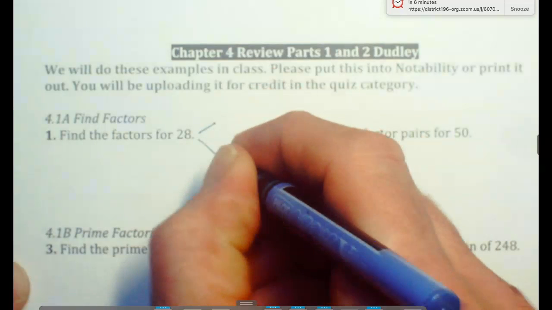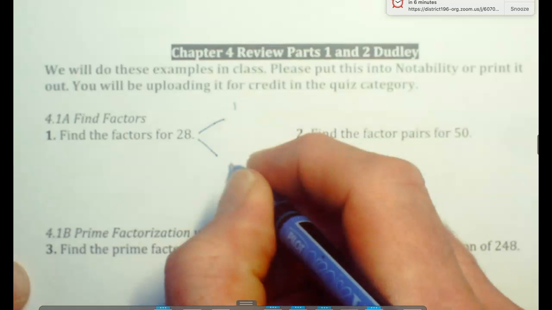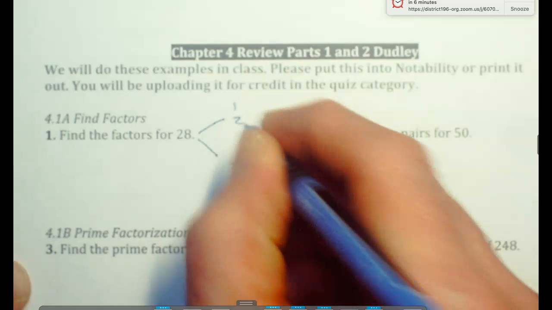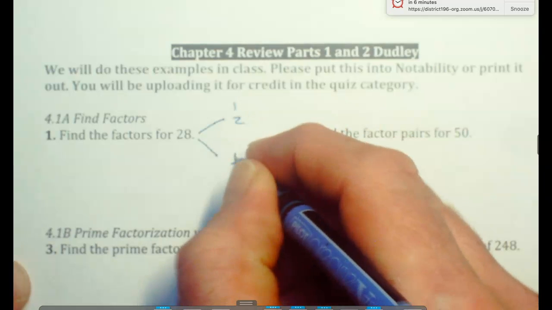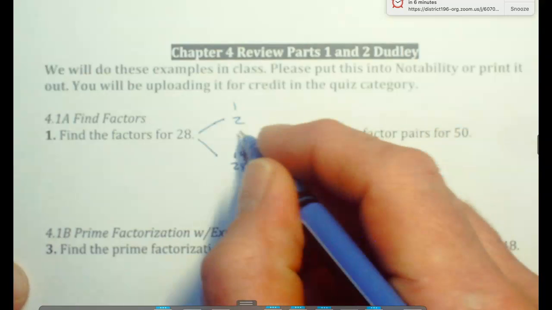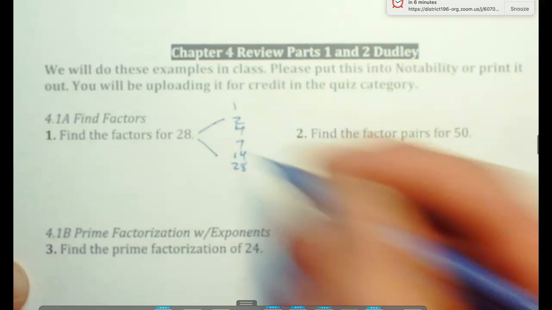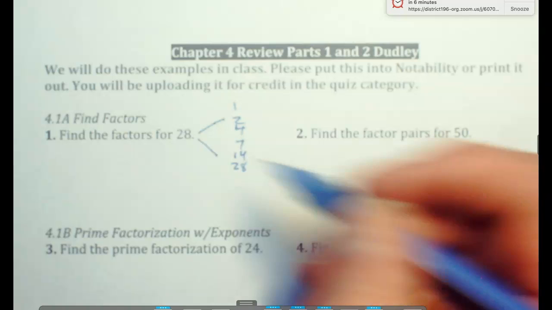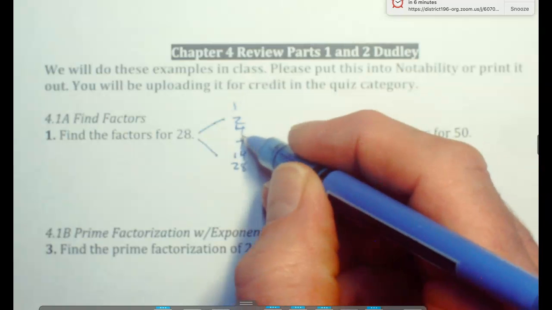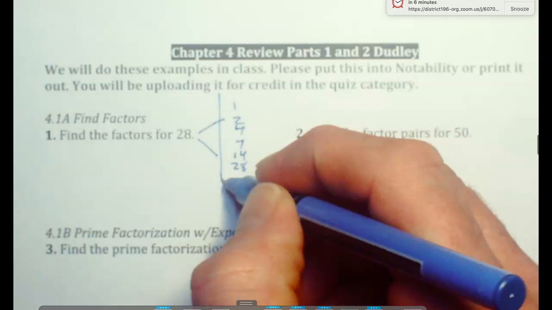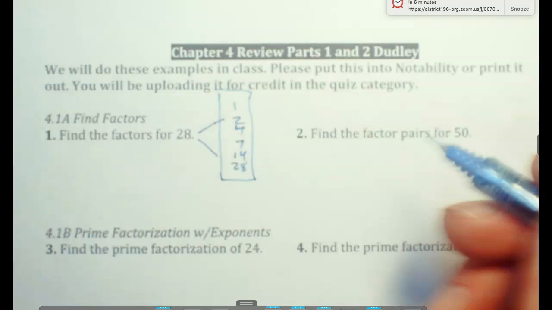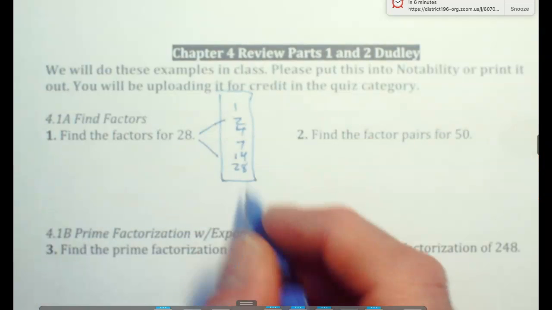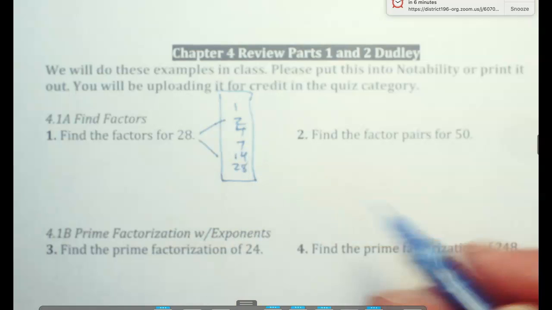Find the factors for 28. Make ourselves a factor tree here. We got 1 and 28. 2 goes in there 14 times. 3 doesn't go in. 4 goes in there 7 times. 5 doesn't go in there, 6 doesn't go in there, 8 doesn't go in there. We're back to 7. So here are all my factors: 1 and 28, 2, 4, 7, 14.